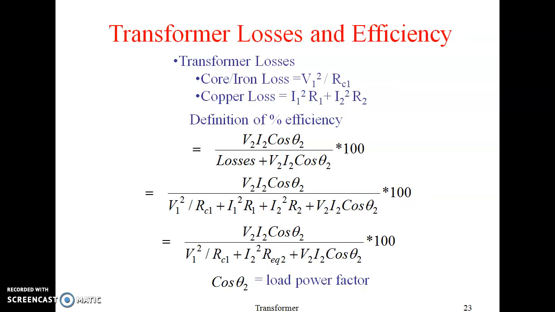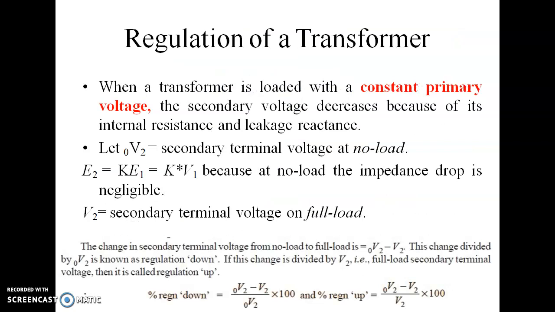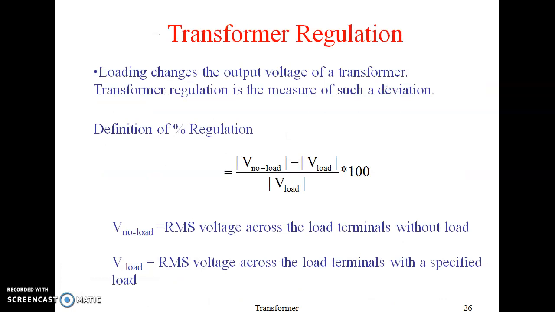Transformer losses and efficiency, which is given by V2 I2 cos theta 2 by V1 square by R1 plus I2 square R equivalent 2 plus V2 I2 cos theta 2, into 100, where cos theta 2 is called load power factor. Regulation of a transformer is defined as V20 minus V2 by V20 into 100. And this is percentage regulation: V no load minus V load by V load into 100. V no load is the RMS voltage across the load terminals without load, and V load is the RMS voltage across the load terminals with a specified load.